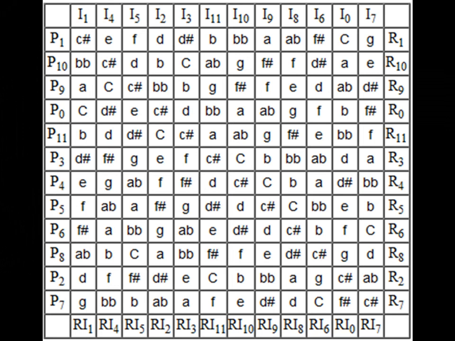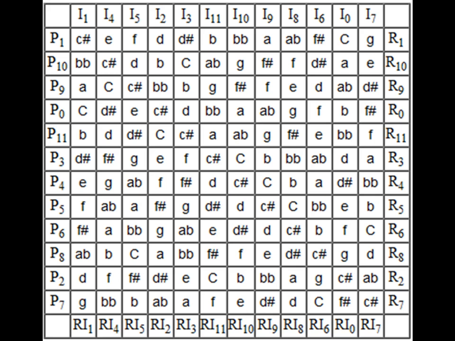Moving away from staff notation, from musical notation, you can show all the possibilities quite neatly on what is sometimes called a serial matrix. So here you can see all 48 possible derivations of the original row.